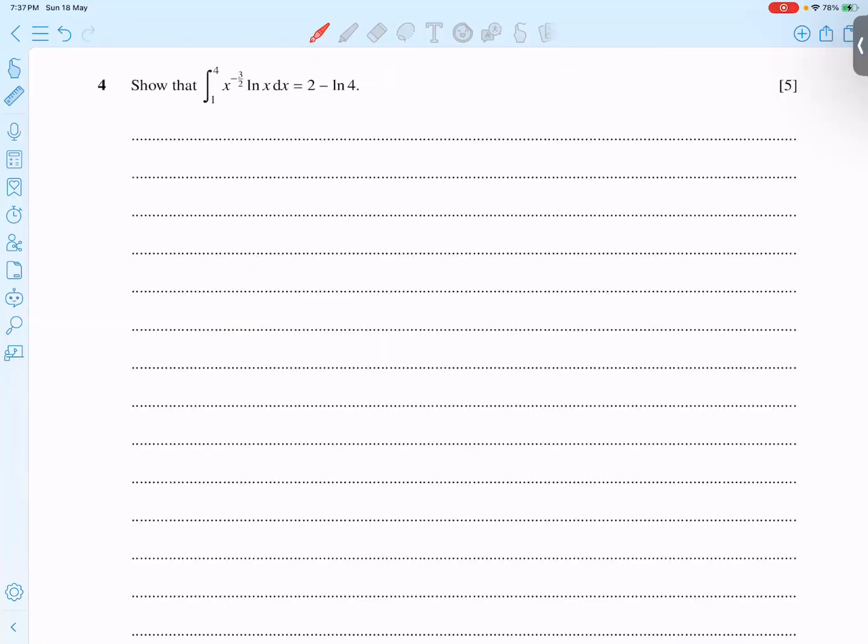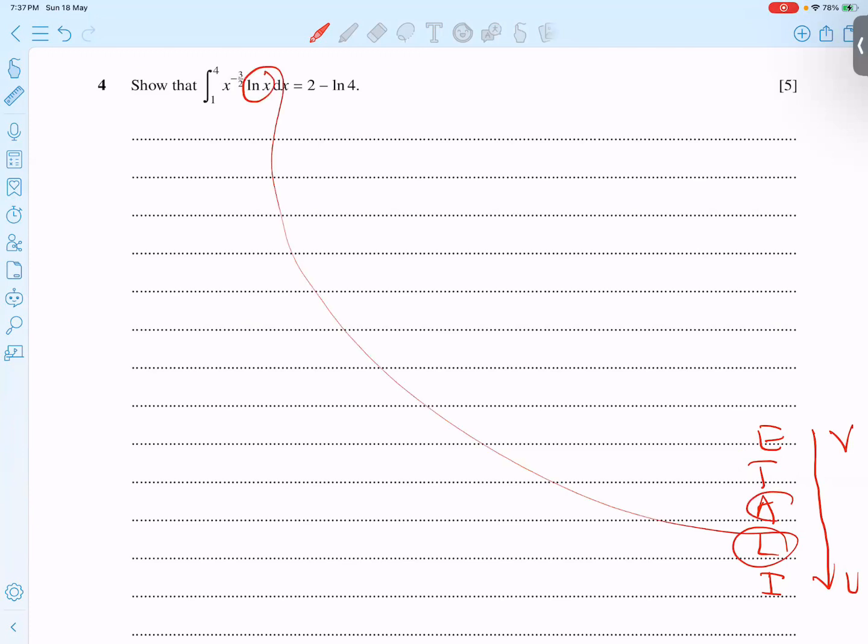Question number 5. When you talk about this product formula, actually we have integration by parts. So LATE, L-A-T-E, and I introduce I. I stands for inverse, L for logarithm, A for algebra, T for trigonometry, E for exponential. From top to bottom, top is u, down is v. So for example, I have a logarithm, so this counts as u, and algebra counts as v. So I'm writing u here and v here.